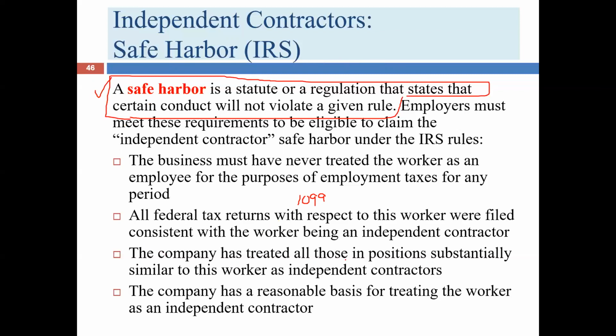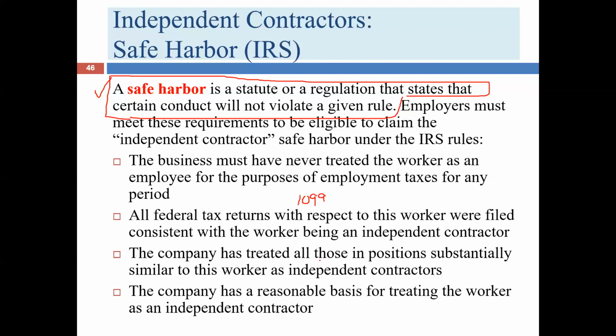The company has treated all of those in a position substantially similar to this worker as an independent contractor. And that's just generally an important rule. If people are doing the same stuff, you need to treat them all the same way unless there are material differences. And you can see situations where it might be.